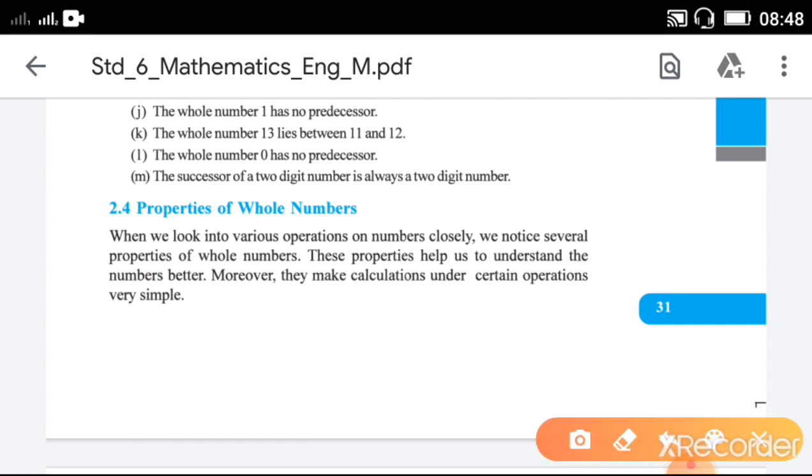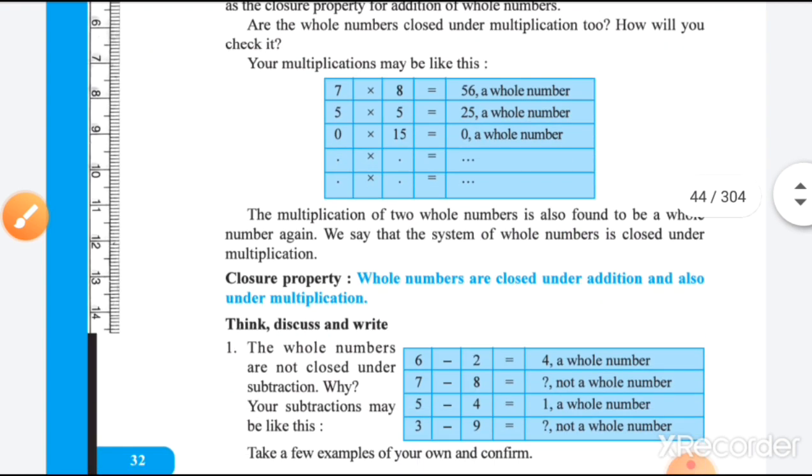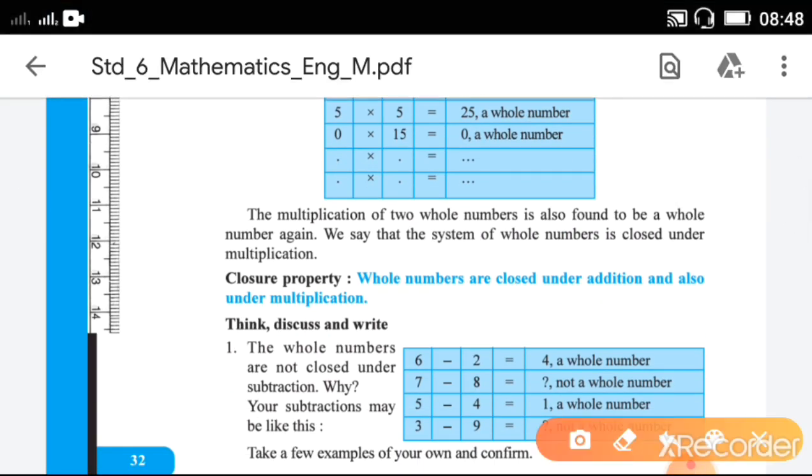Today we are going to study properties of whole numbers. Let us see the first one, closure property. What is the closure property? If you add any two whole numbers, you will get a whole number as an answer. Addition of two whole numbers gives a whole number as an answer.